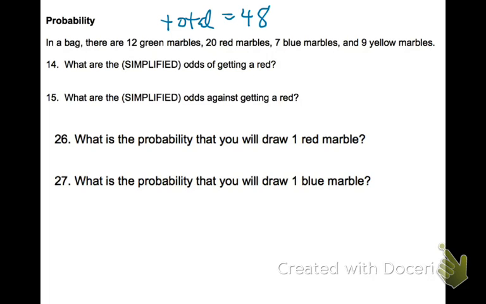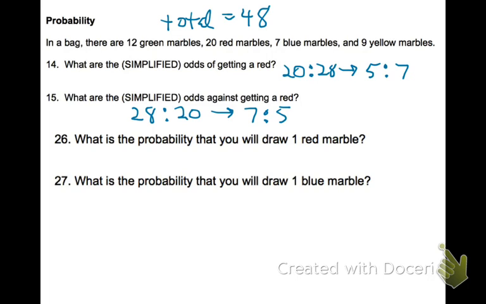So odds. Remember, odds are what we're looking for compared to what we're not looking for. I have 20 red marbles. So that means 28 of them are not red. So if I simplify that, divide both by 4, my odds are 5 to 7 that I would get a red marble. What are my simplified odds against getting a red? So I start with the amount of marbles that are not red, which is 28, and compared to the ones that are. So my simplified odds would be just the reverse, 7 to 5.